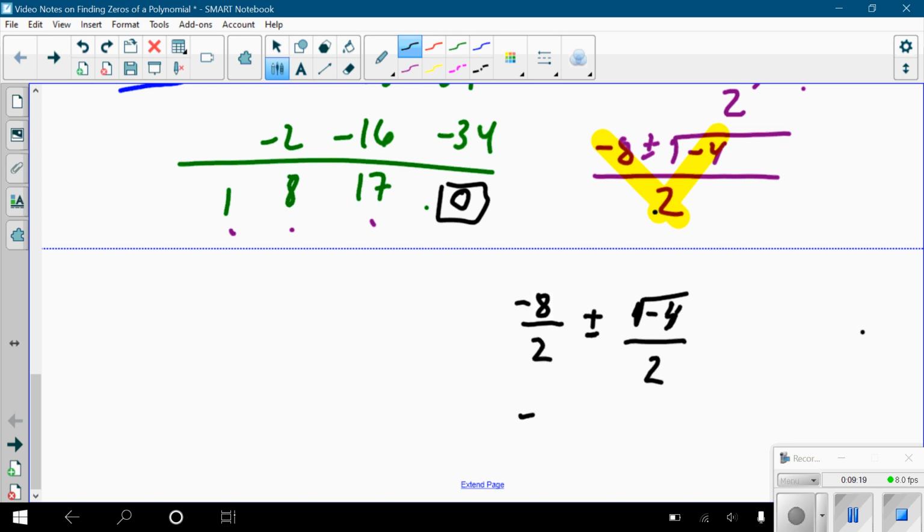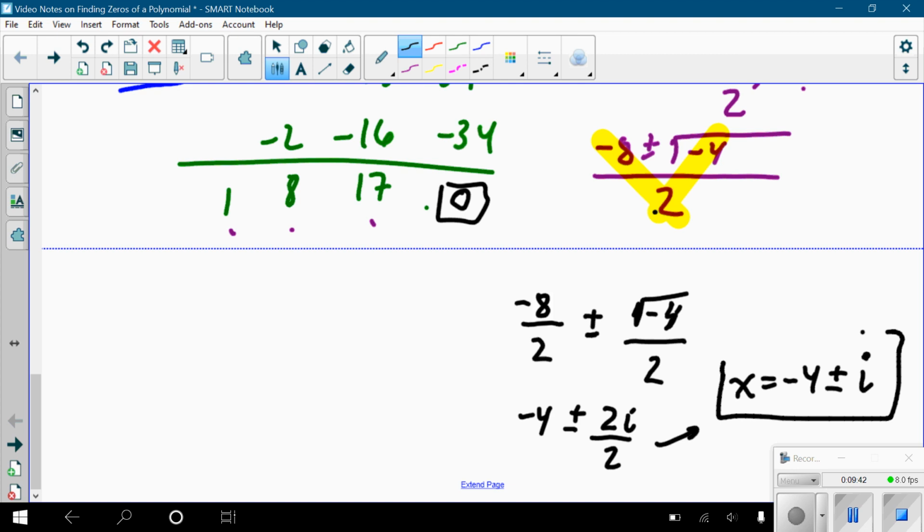-8 divided by 2 is -4. Here, what's the square root of -4? Well, it's 2, but it's got a negative, so I'm going to get an i. So I'm going to have 2i over 2. Well, 2i divided by 2, that's just i. So my answers there are going to be -4 plus i and -4 minus i. Okay, so these are the other 2 zeros of the function. And remember that I also got -2 from the calculator, so I should list that one out as well.